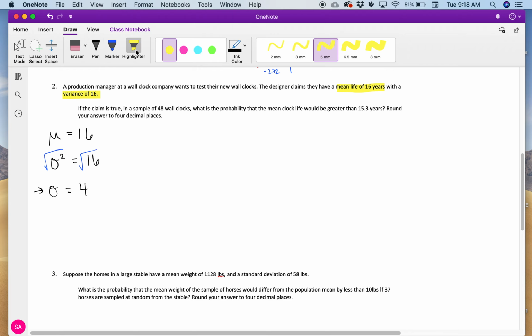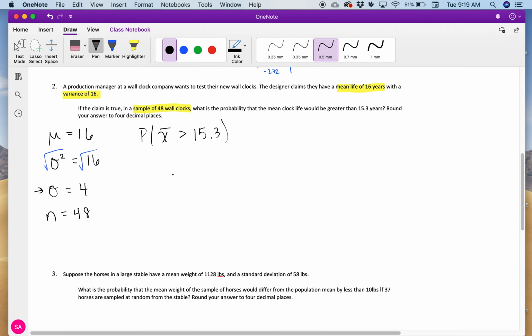Okay, continue reading. If the claim is true, in a sample of 48 wall clocks, so we got a sample of 48 clocks. So I'm going to go ahead and write n is equal to 48. What is the probability that the mean clock life would be greater than 15.3 years? So what is the probability that the mean clock life, so it's the mean of this sample of 48 clocks, is greater than 15.3?